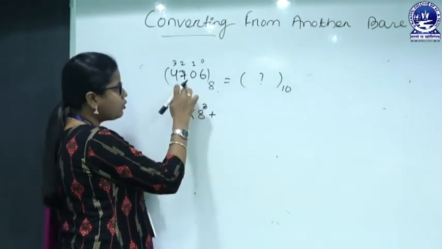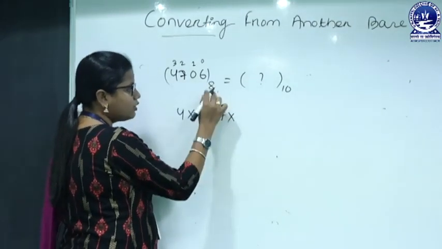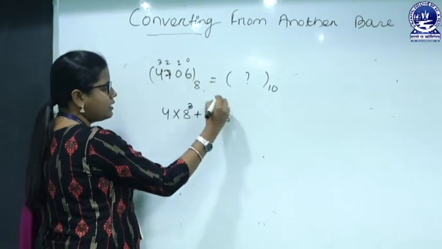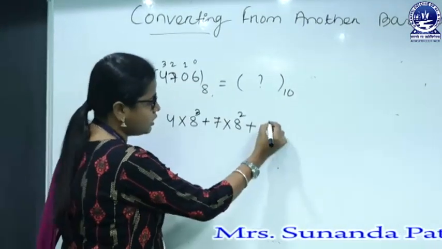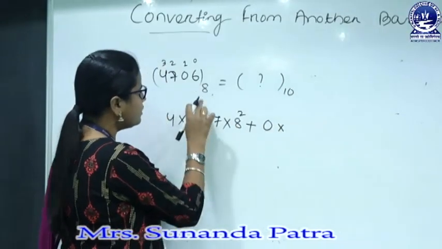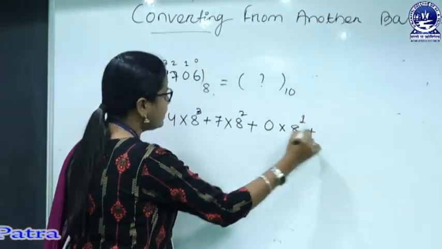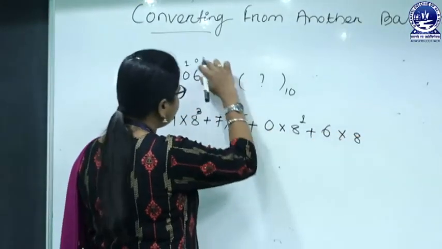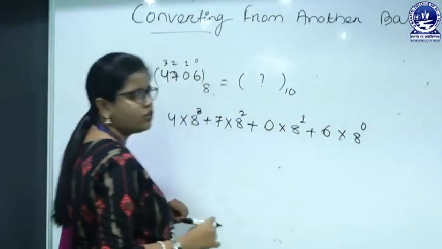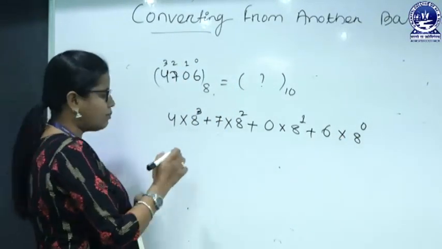The next product will be 7, that is the digit, and the base is 8, the weightage is 2. And the next is what? The digit is 0 into, here the base is 8 and the weightage is 1. Next the digit is 6, the base is 8 and the weightage is 0. So in this way we can also find the equivalent decimal number.